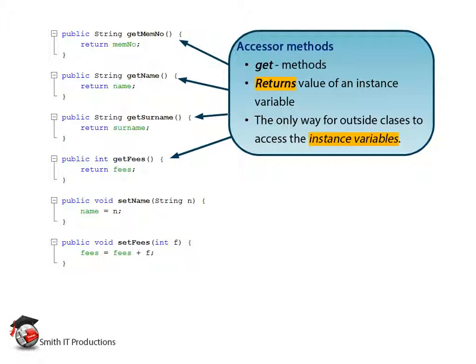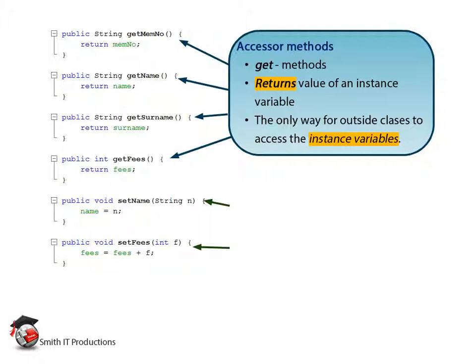They return the value of the specific instance variable for which they are written, and they are the only way for other classes to access the instance variables. Next, let's look at the mutator methods. We have the setName and the setFees.